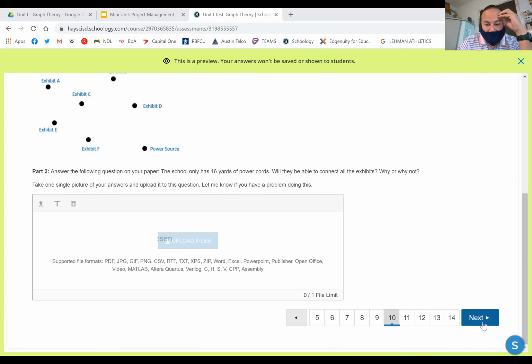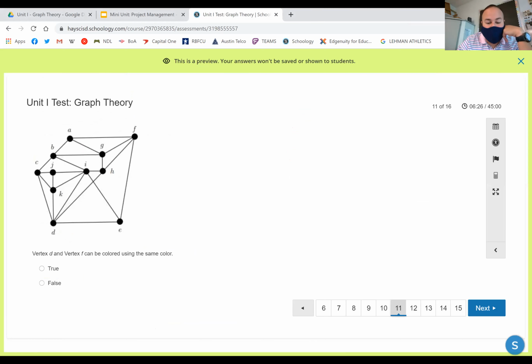All right, next question. Almost done here. Vertex D and vertex F can be colored using the same color. Here's D, here's F. Yes, they can be colored using the same color. They do not share an edge. Even though this edge goes all the way straight, it goes through another vertex. So they can be colored using the same color.